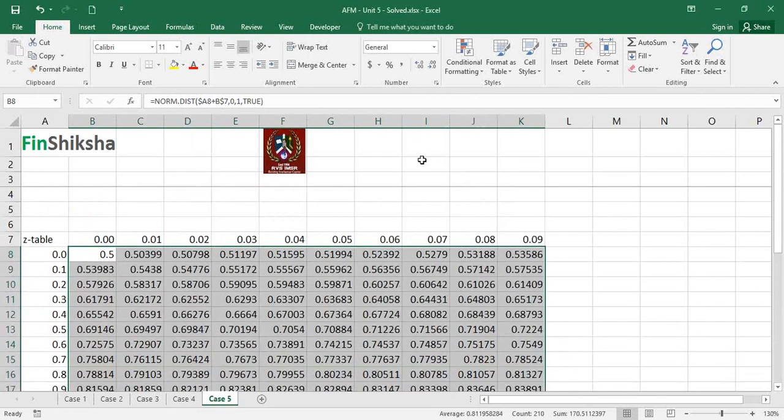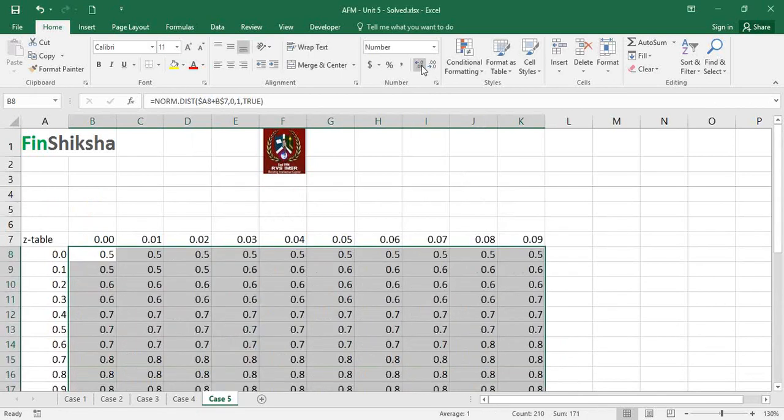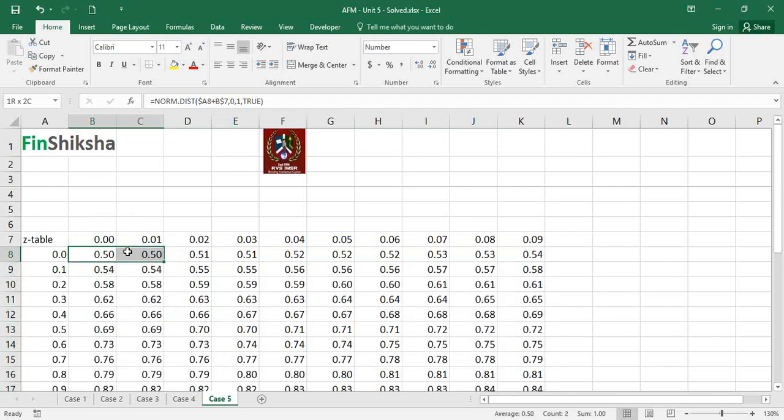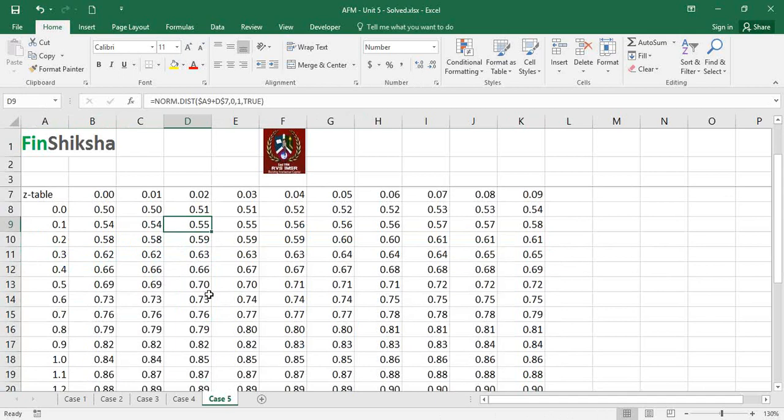Now let's look at this data and let's try and understand what we are seeing. Basically, if you were to plot a curve, this data is telling you that if you're looking at 0.12 standard deviations, the probability function gives you 55%, right? That's the Z table you have created.